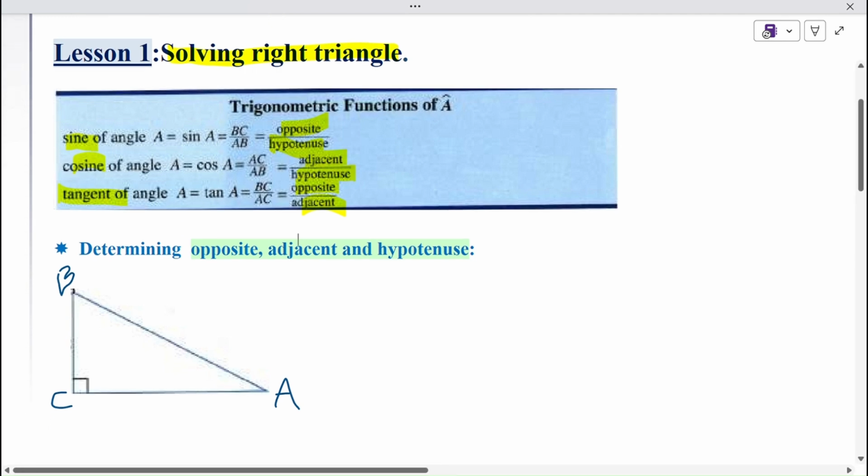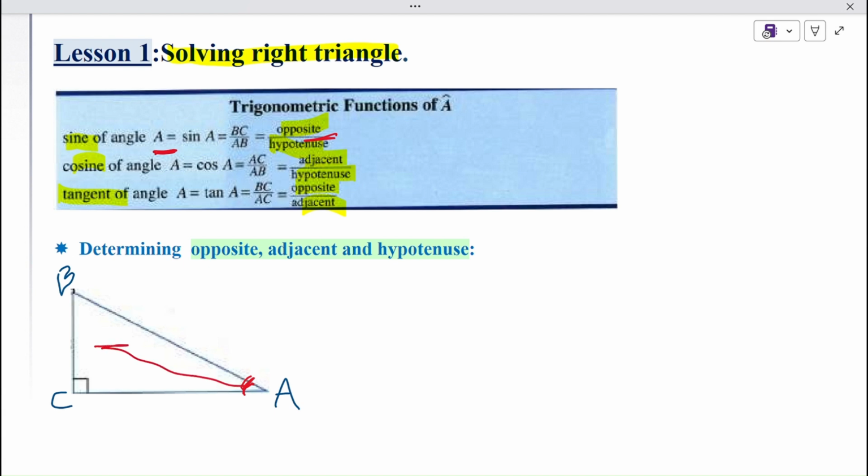Now, first, opposite, but opposite of which angle, guys? Look here, angle A. It means this angle. So, sine is equal to opposite. Where is the opposite of A? Look, the opposite of A is here. It means BC. So, BC over hypotenuse.